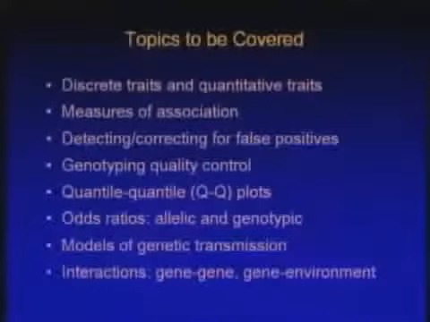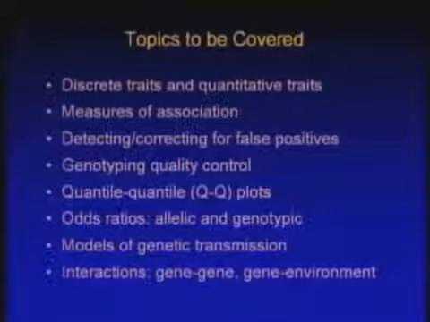So the things that I was going to cover this hour were discrete and quantitative traits, measures of association, false positives, quality control, which is a big issue, then initial looks at the data with what are called QQ plots, odds ratios, which you all are quite familiar with, but how they're calculated in genetic studies, and then a little bit on transmission and interactions.